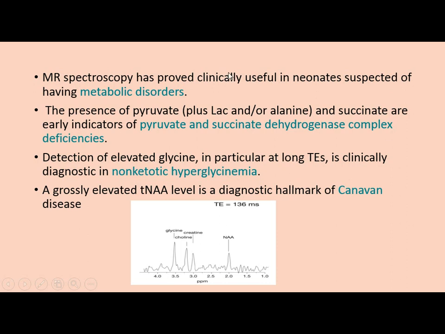MR spectroscopy has proven clinically useful in neonates suspected of having metabolic disorders. The presence of pyruvate and succinate are early indicators of pyruvate dehydrogenase complex deficiency. And also detection of elevated glycine, in particular at long TE, is diagnostic in nonketotic hyperglycinemia. A grossly elevated NAA level is the diagnostic hallmark of Canavan disease. This is elevated glycine in a patient with nonketotic hyperglycinemia.